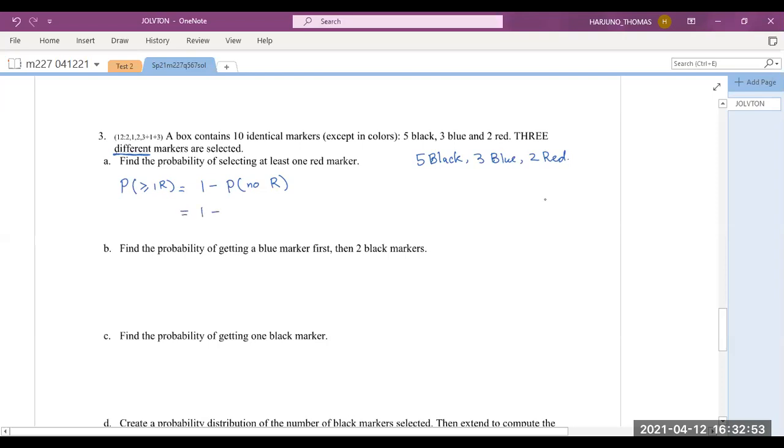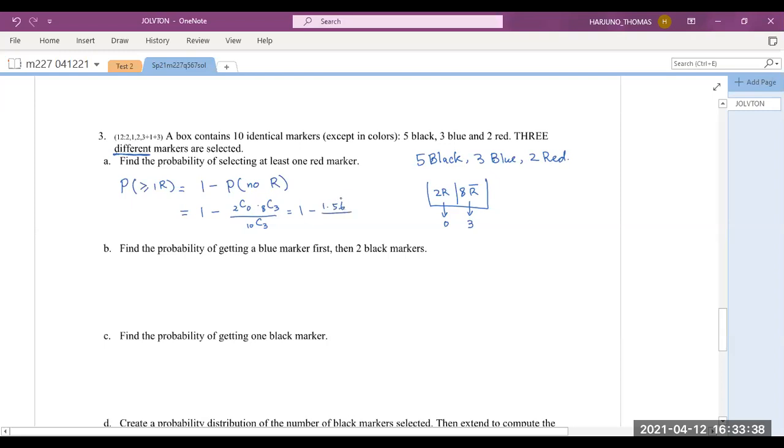What is the probability of no red? Well, we look at our containers right now. They are two red and eight not red. If you select three and you get no red, this is what we get, right? So we get 2 choose 0 times 8 choose 3 over 10 choose 3. That is 1 minus, 8 choose 3, 56.